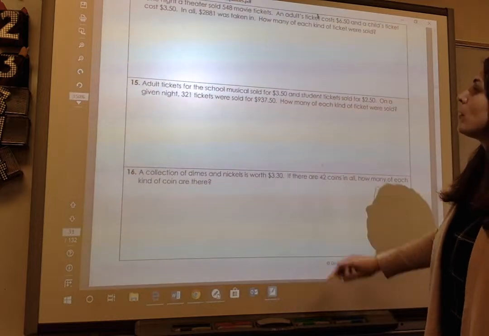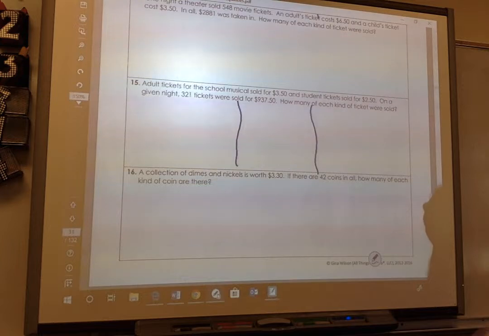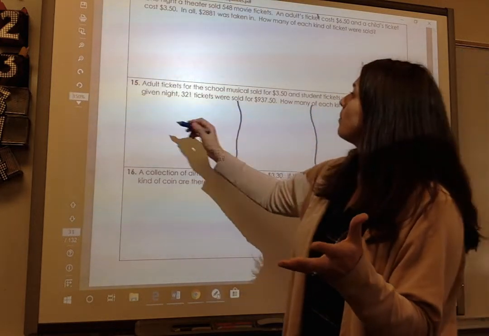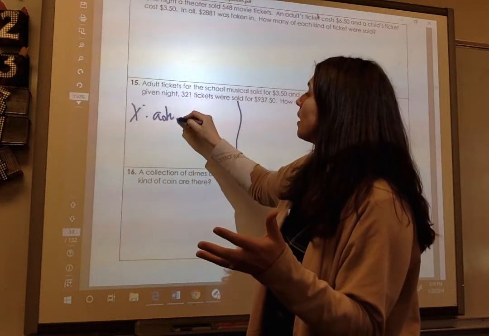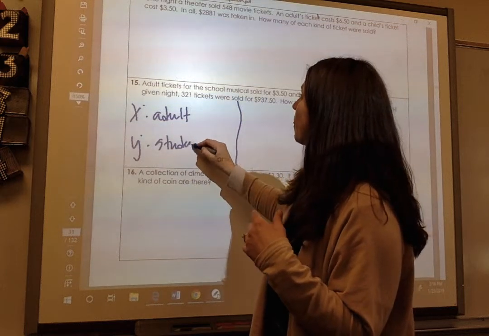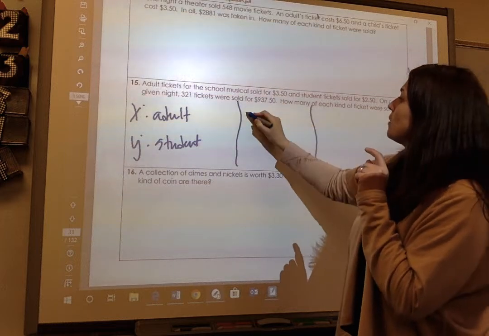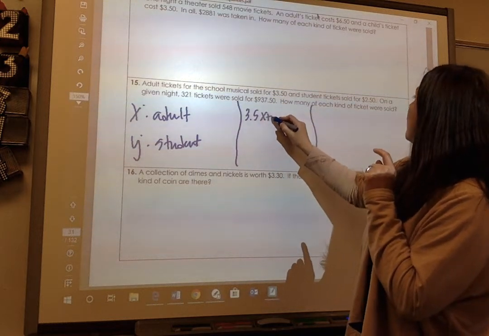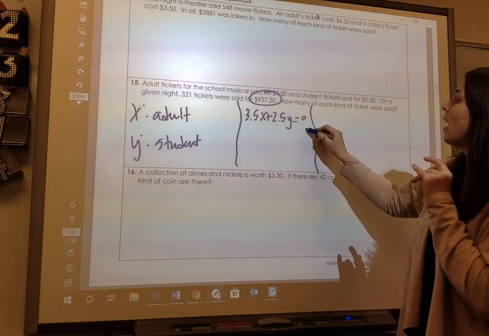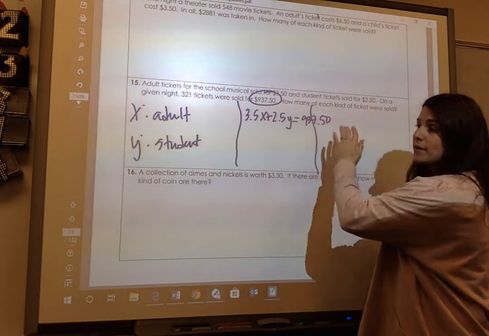Right? Let's do number 15. Adult tickets for the school musical sold for $3.50, and student tickets sold for $2.50. So I'm talking about adult tickets, so I'm going to make X be the adult ticket. I'm going to make Y be the student ticket. And adult tickets were $3.50. So $3.50 for an adult and $2.50 for a child, and a total of $937.50. So cost of adult, cost of student, total cost.